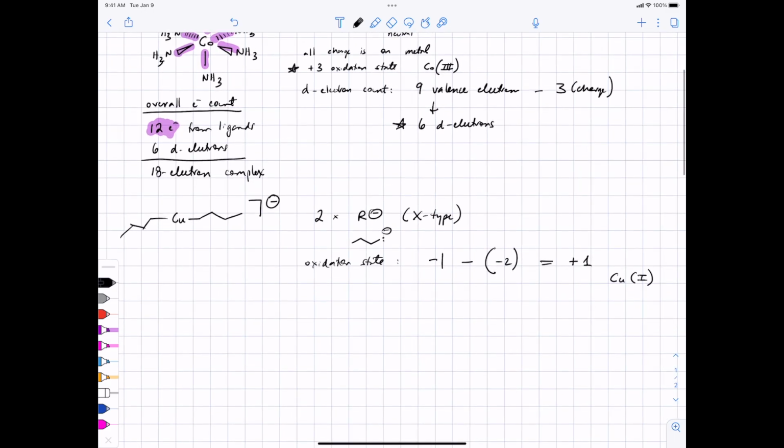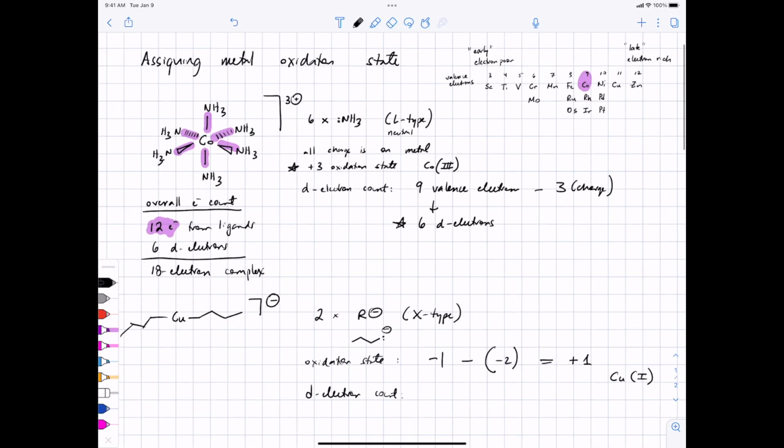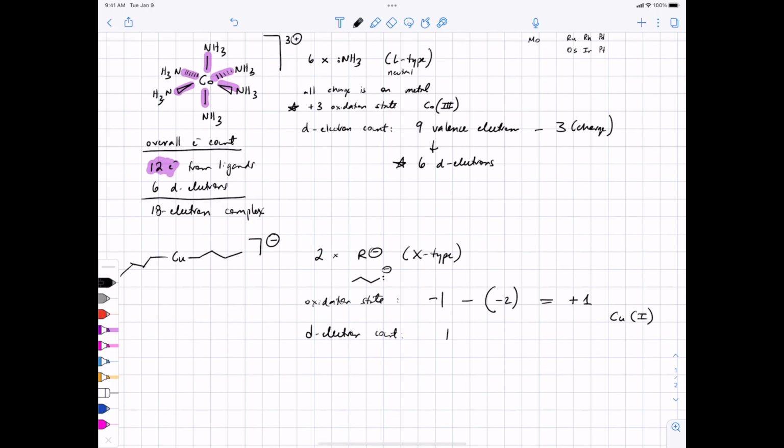Okay, let's do d electron count, except we can't spell. So, number of valence electrons that usually come with copper. Copper's electron rich, normally comes with 11. But the oxidation state is 1. So we have 10 d electrons. This is a d10 complex. Or in other words, it's electron rich and the d orbital block is full on this copper.